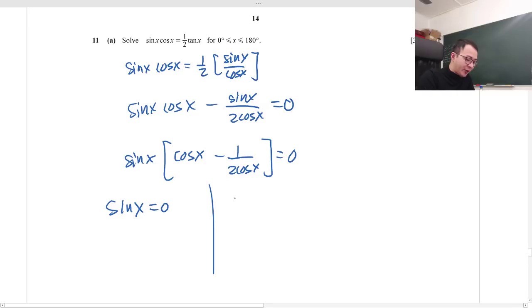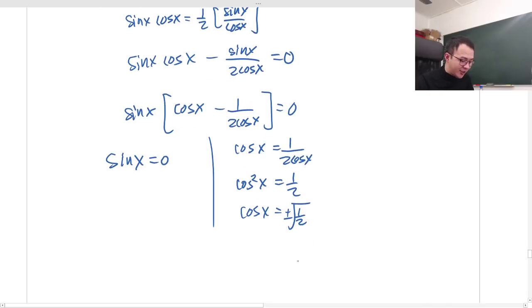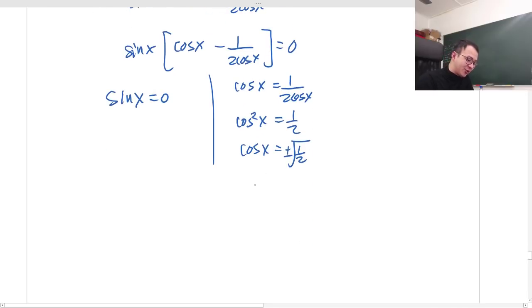And another way I will get this one is basically cos x equals to 1 over 2 cos x. So cos square x equals to half. Then cos x equals to square root 1 over 2, positive negative. Why only get 3 marks? This one so many words to do. Yeah, because positive negative, right?